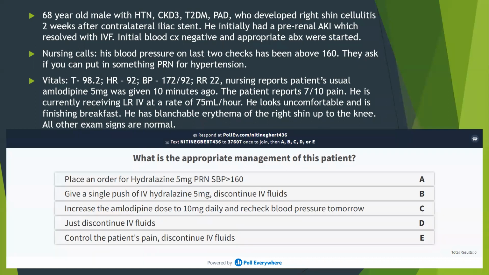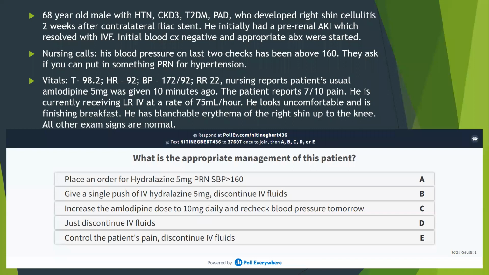You've already started appropriate antibiotics, but nursing calls you and tells you his blood pressure on the last 2 checks, so they rechecked it for you, is above 160. They ask if you can put something in for hypertension. Vitals are listed. Important ones here are blood pressure is 172/92. And nursing reports that the patient's amlodipine was just given, and the patient is reporting 7 out of 10 pain. He's also receiving LR IV at a rate of 75 milliliters an hour. He looks uncomfortable, and he's finishing breakfast. He has blanchable erythema up to the knee, but all other exam signs are normal.